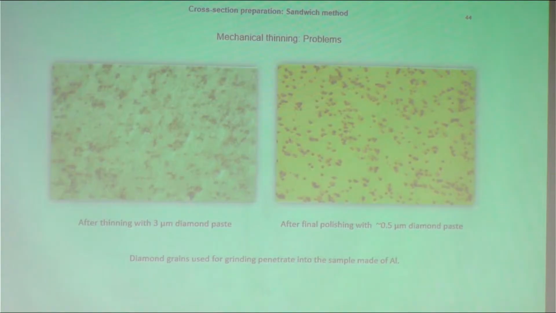And what can happen? For example, in the case of aluminum, it can bring these diamond grains into your aluminum. Aluminum is soft, so you can change the microstructure and structure of your material by such inclusions, which you don't want to have.